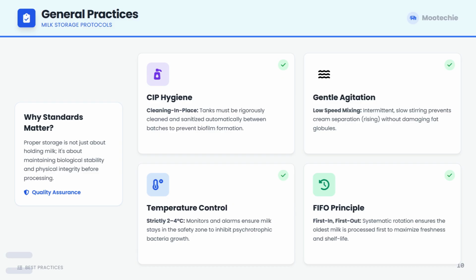General practices in milk storage include CIP hygiene. Tanks must be rigorously cleaned and sanitized between batches. Gentle agitation. Low-speed mixing prevents cream separation without damaging fat globules. Strict temperature control. Maintaining 2 to 4 degrees Celsius inhibits psychrotrophic bacteria. FIFO principle. First in, first out ensures older milk is processed first. These standards maintain biological stability.